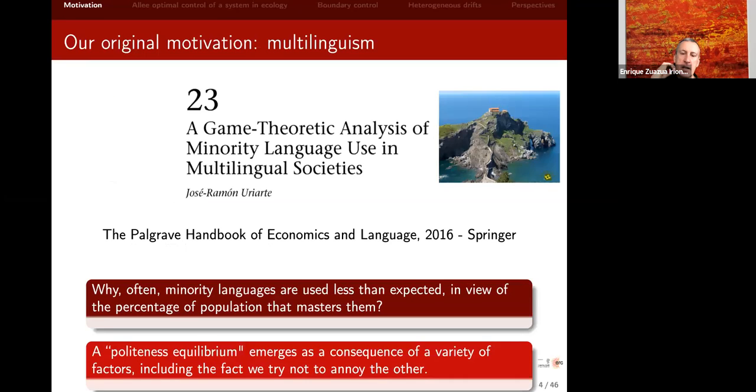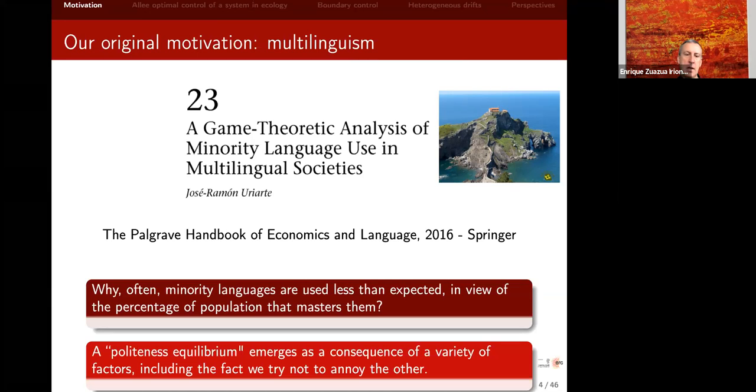So our interest in this topic of reaction diffusion models arising in biology and social sciences arose from a conversation with a colleague, José Ramón Uriarte. He's a professor in economics in the University of Basque Country in Bilbao. And he was asking me, Basque Country is a bilingual region where the majority speaks Spanish, and then there is a minority of Basque-speaking population. And he was curious about what would be the mathematical modeling of this kind of bilingual dynamical societies, right?